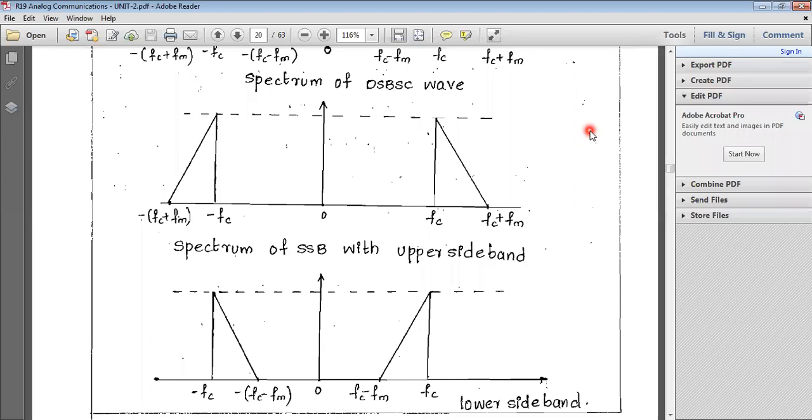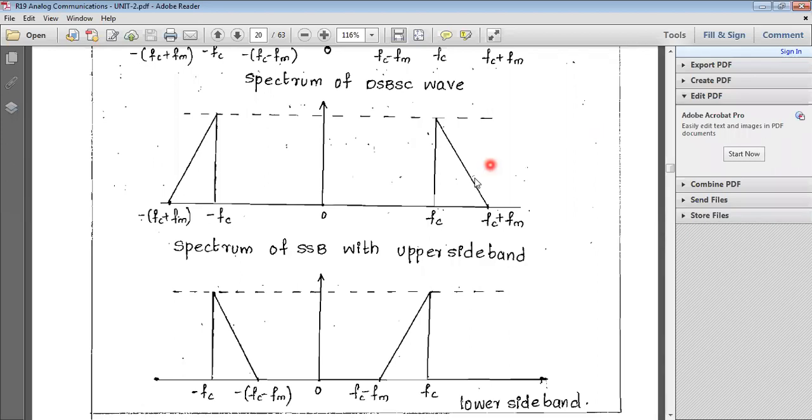Already in last class we observed the spectrum of SSB with upper sideband and lower sideband. So what is meant by SSB? What is SSB modulation? Single sideband modulation. In this technique we send the message either in upper sideband or lower sideband. Among the three components, that is the carrier signal, upper sideband and lower sideband, we can send the message signal with the help of only a single sideband. That technique is called SSB.